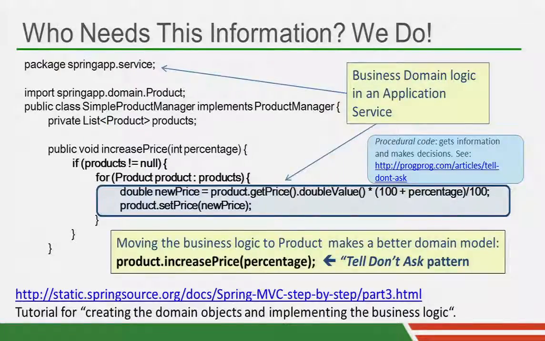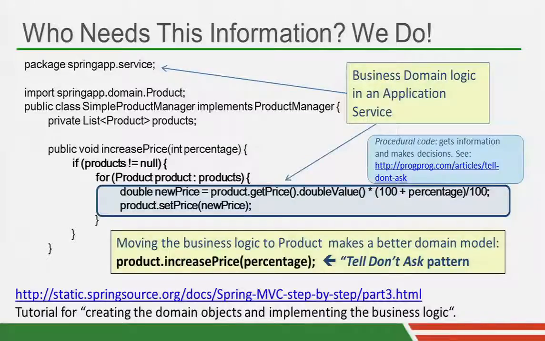So who needs this information? We do. Here's a slide I put together this week where this is an application service. And this is a sample off a web page, how to create domain objects and implement the business logic. So we got an application service looping through products, but notice that this is business logic. So we have business logic in an application service. This is procedural code. It gets information, makes decisions.